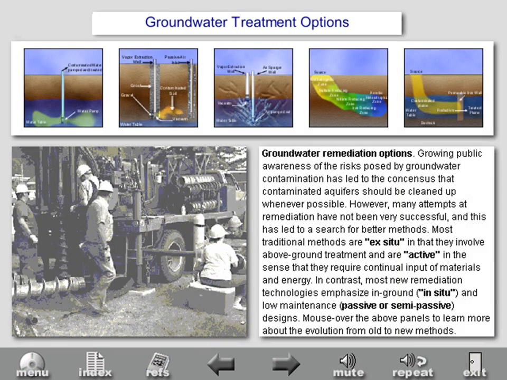The options for treating groundwater have evolved over the years, as the priority contaminants have changed and as available technology has advanced. Initially, most groundwater remediation was achieved by pumping the contaminated water to the surface and then treating it above ground. We now consider this to be an inefficient and costly approach. Today, most technology development is focused on in situ means of remediation, such as permeable reactive barriers.